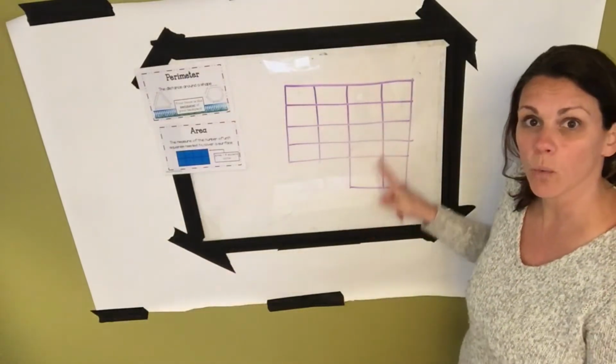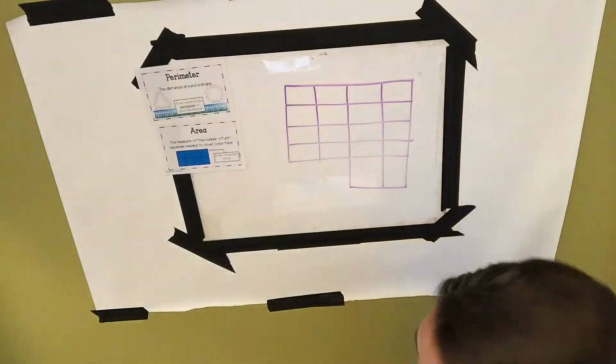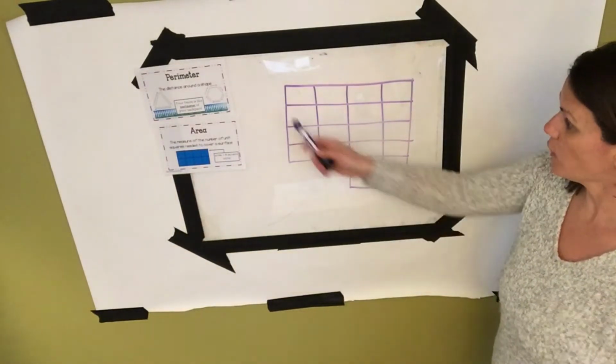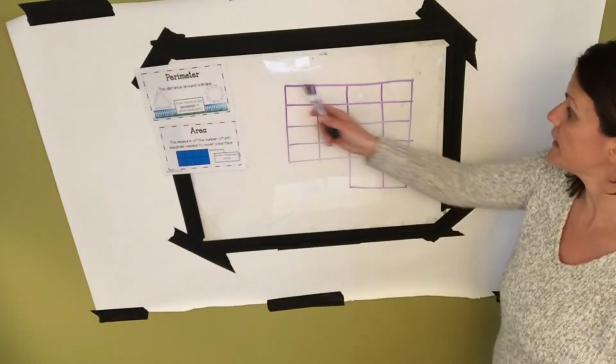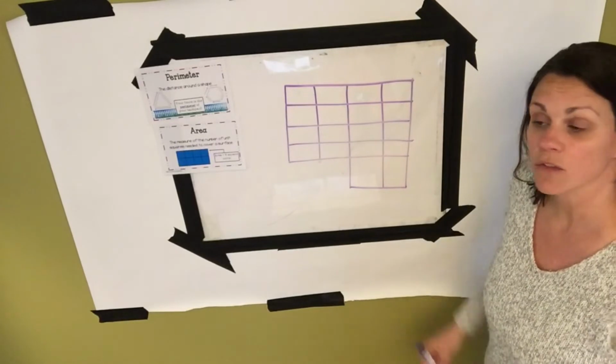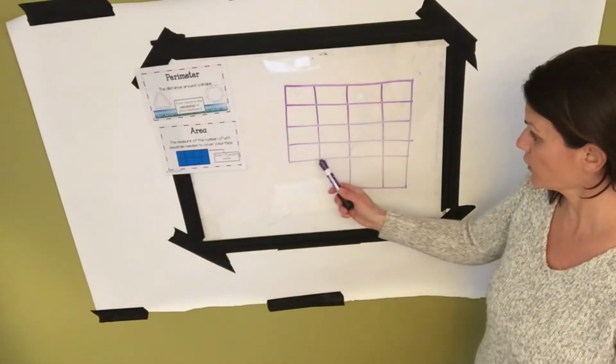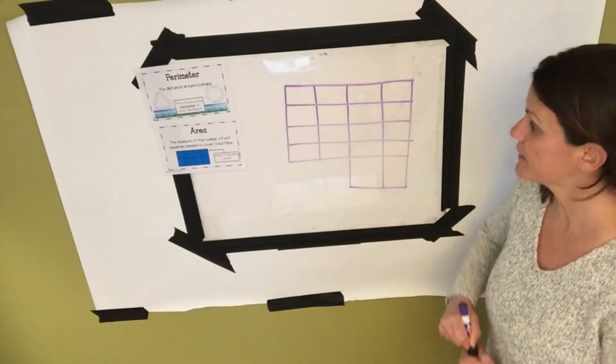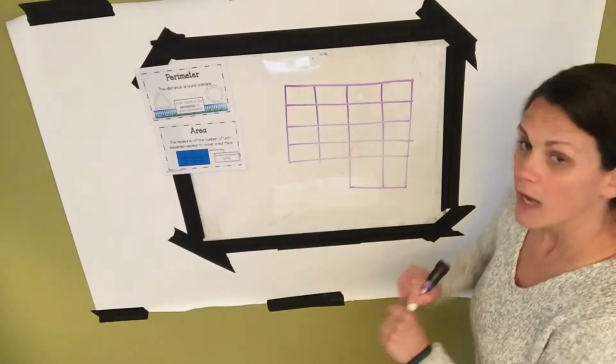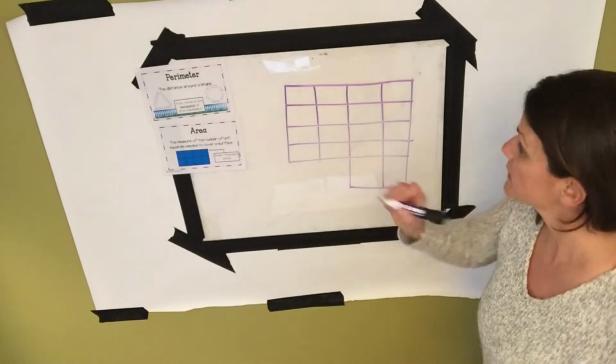Here's a funky shape. We are going to find the perimeter, okay? Again, we don't know what the sides are. We only see the little boxes. So this is where we have to count. This can get a little tricky, especially in this little corner. But let's start up at the top, okay? So I like to count and then make little marks as I go.